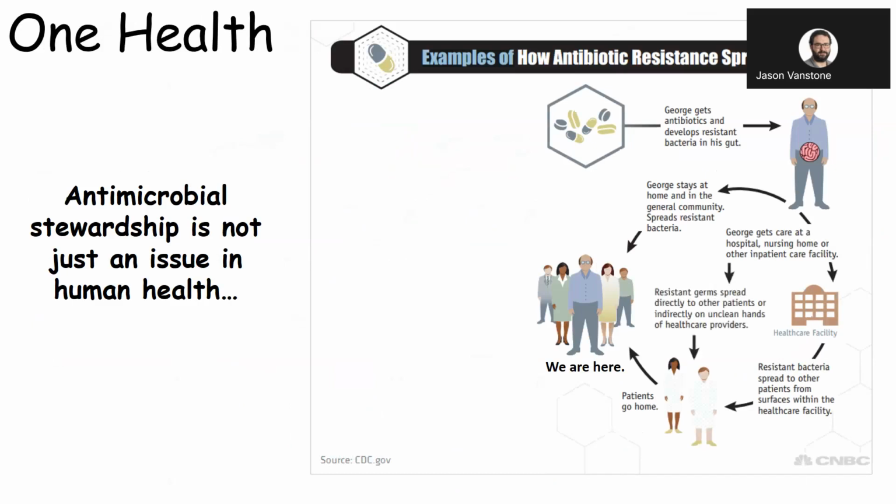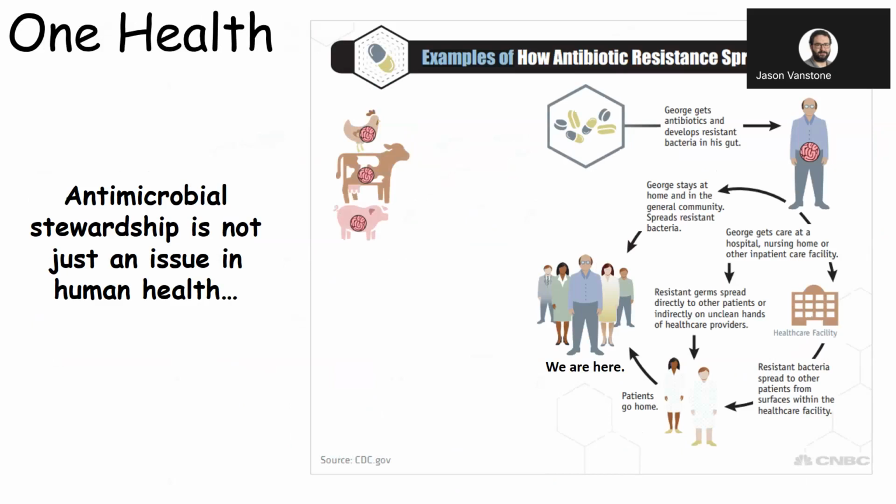Another potential spread is directly spreading resistant germs between patients. So George is sharing a room with someone and spreading through shaking that person's hand or whatever. Again, we know George isn't a great hand washer, or even spreading person to person through the healthcare providers. Hand washing is a big thing for healthcare providers as well. So you can see that there's these multiple ways that these antibiotic-resistant bacteria can be spread, and that's just within sort of the human sector.